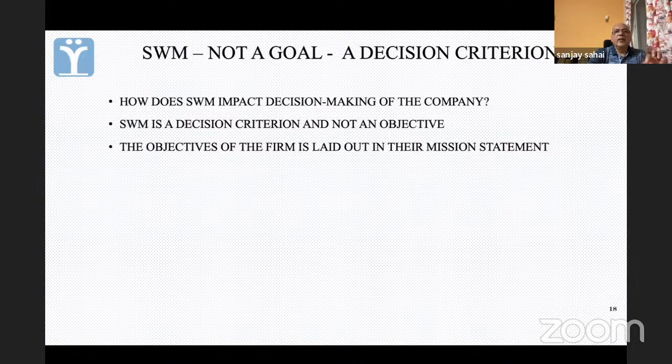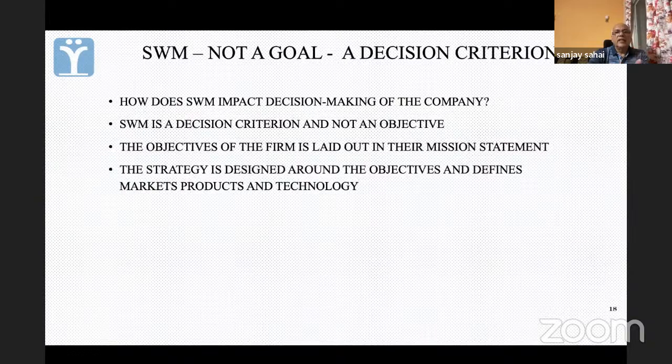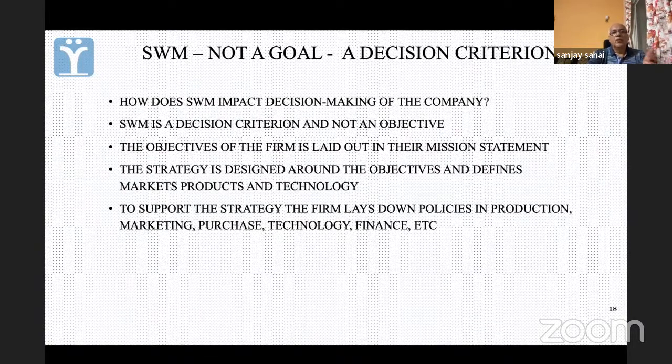ऑब्जेक्टिव्स जो है किसी भी कंपनी के, वो तो उसके मिशन स्टेटमेंट में है, क्लियर. स्ट्रैटेजी जो है वो हमने डिजाइन कर दिया around the objectives and defines the market, products and technology. जो भी हमने स्ट्रैटेजी बनाया, according to that हमने अपना मार्केट्स को सिलेक्ट किया, उसी हिसाब से हमने प्रोडक्ट्स बनाया, we use technology, वो सब कुछ हो गया. To support the strategy, the firm lays down policies in production, marketing, purchase, technology, finance.